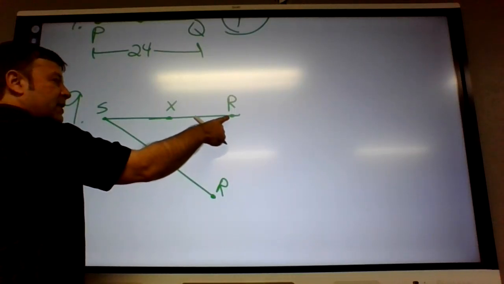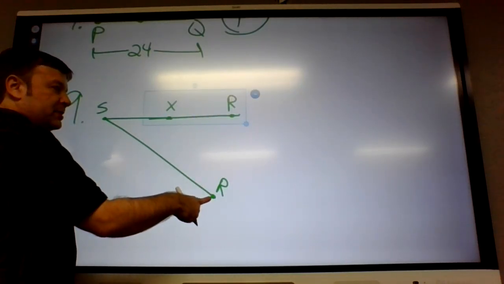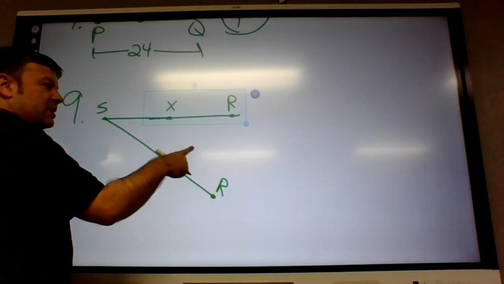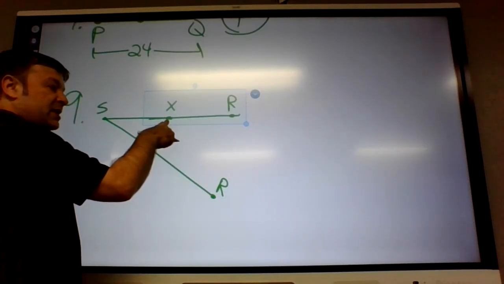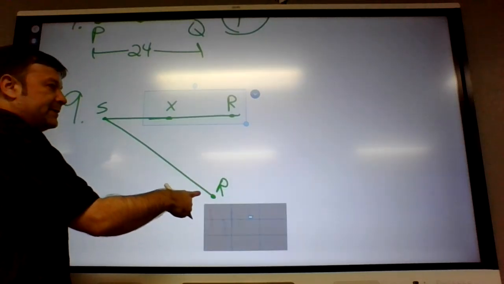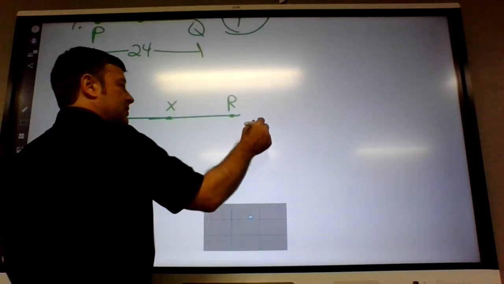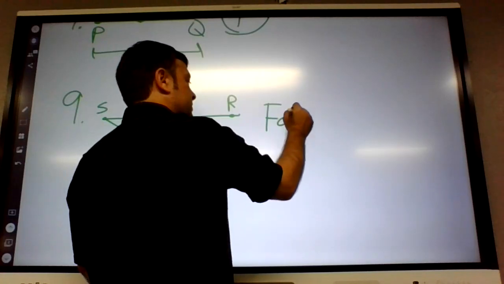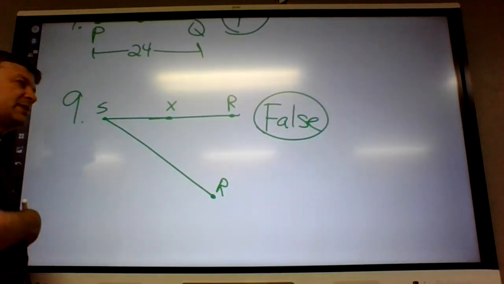Well, if R is over here, is X the midpoint? Yes. If R is down here, is X the midpoint? No. So it matters whether X is between S and R. They would have to say that. So R could be anywhere, so this would actually be false.